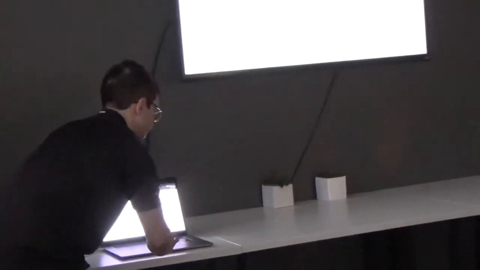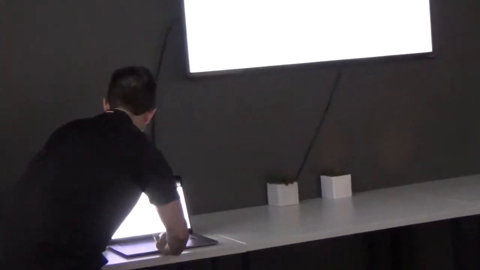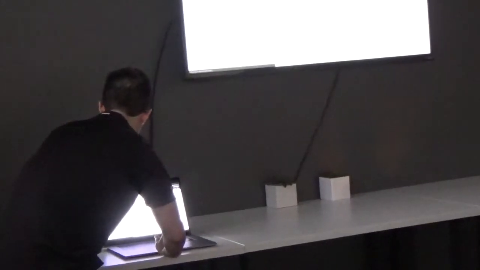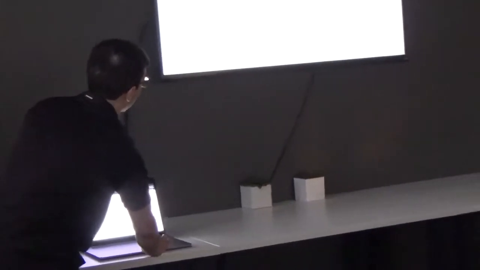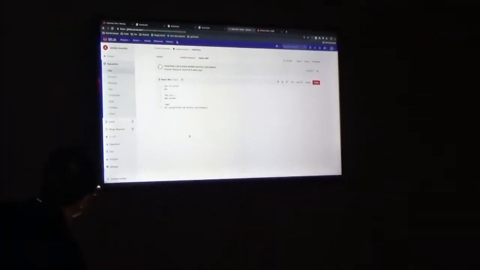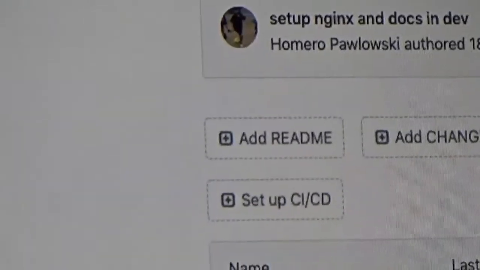I have my inventory just defined as files, right? And they live in this repository. So I have this Ansible inventory repository. My inventory is just defined as regular Ansible host files that you're talking about. So I have one defined for my dev environment. This targets dev.autografted.com. Right, I have another one set up for the prod environment. This targets a different server.